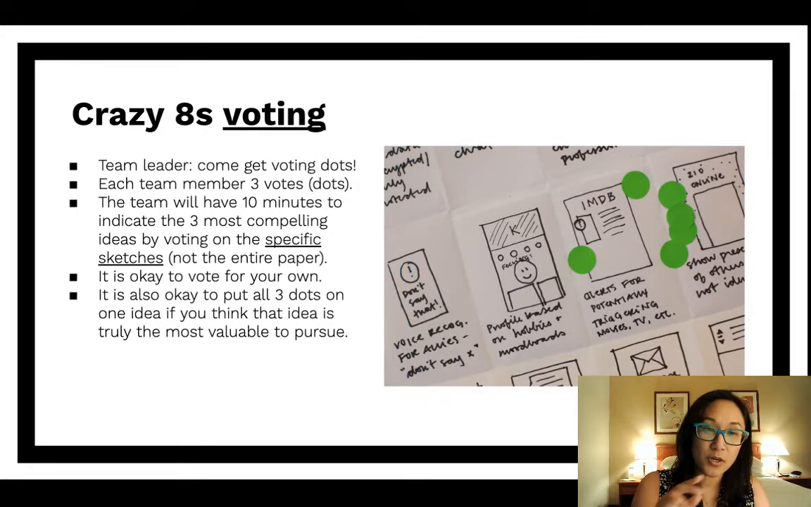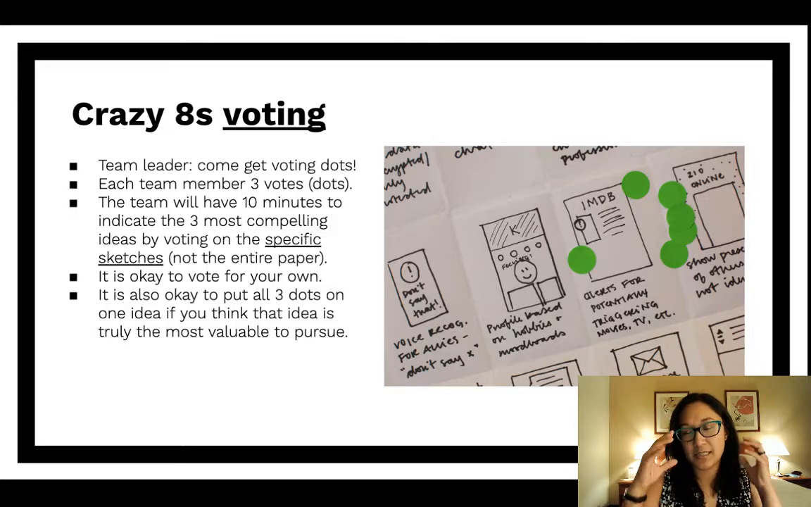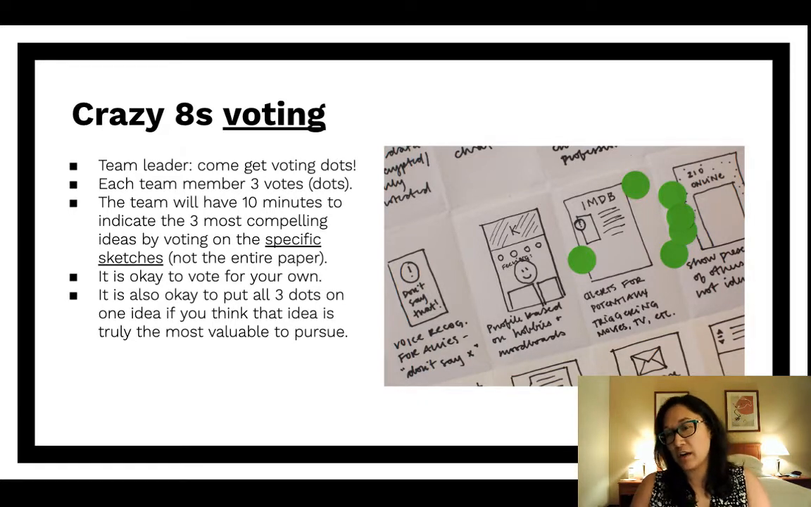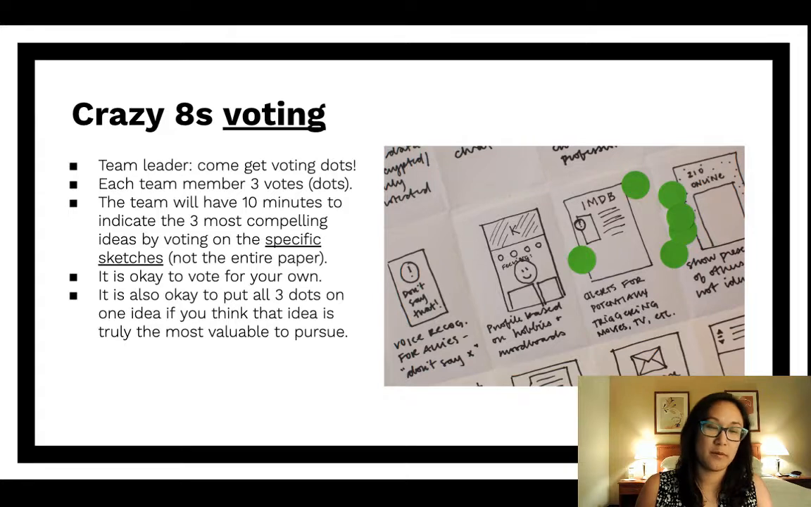So each person gets 3 dots, and the team will have 10 minutes to essentially dot with their votes on individual sketches. So not a whole paper, because a whole paper is still 8 ideas. Each person gets 3 dots, they get 10 minutes to stop and think about all the different designs they're looking at, and they get to use their dots to vote on an idea. It can be a particular screen or the way that someone explains something, or maybe a couple of components here and there, but limit it to 3 votes per person.